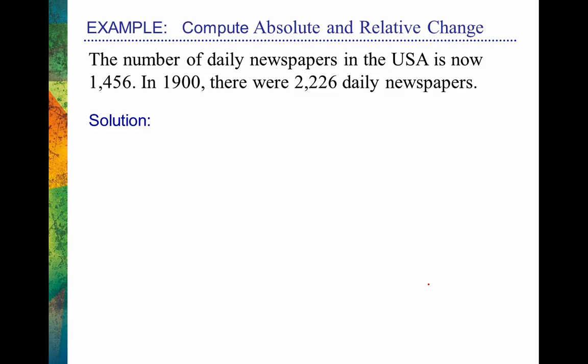Let's go through another example. So let's compute absolute and relative change based on this information. The number of daily newspapers in the USA is now 1,456. Back in 1900, there were 2,226 daily newspapers. So clearly now we see there's been a decrease, particularly as information has moved online. So let's quickly compute that absolute change. Now, of course, the absolute change is simply going to be the difference between how many newspapers there are now compared to that reference point, how many there were.